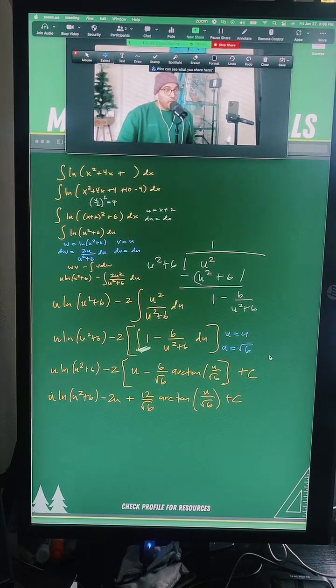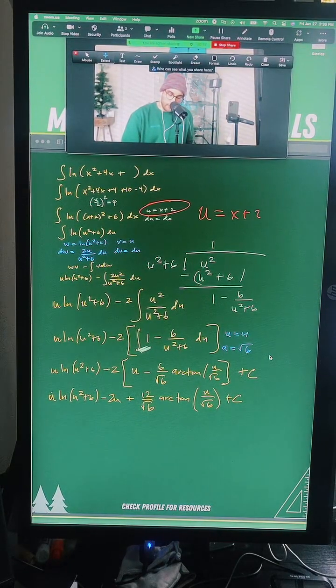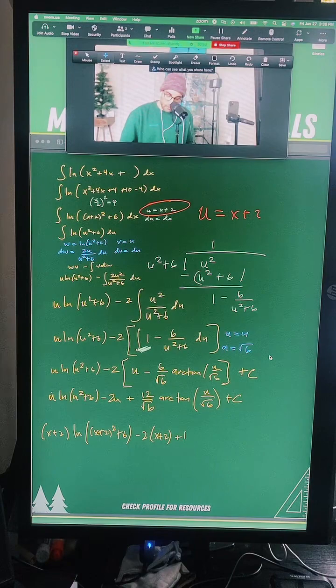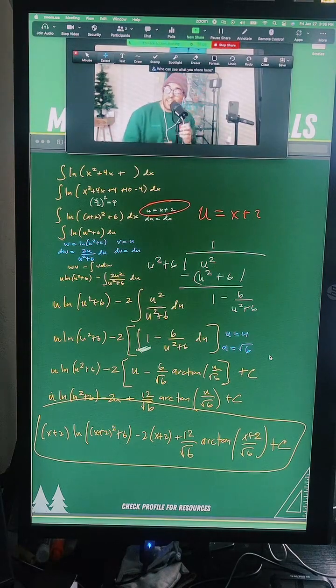All right, so remember our u in the very beginning was x plus 2. U was equal to x plus 2, so now we just plug everything back in. So x plus 2, natural log of x plus 2 squared plus 6, minus 2 times x plus 2, plus 12 over root 6 arctan of x plus 2 over root 6, plus c. All because the quadratic inside the natural log could not be simplified.